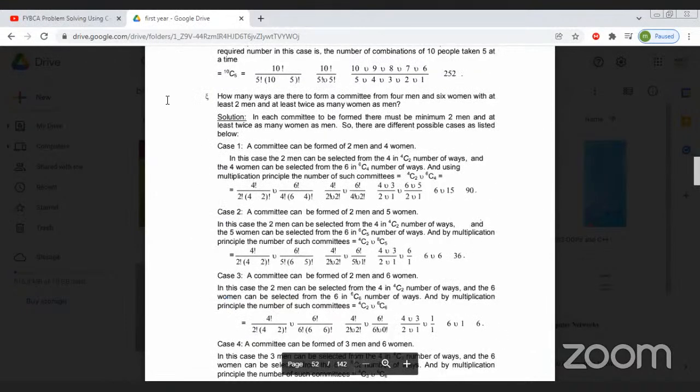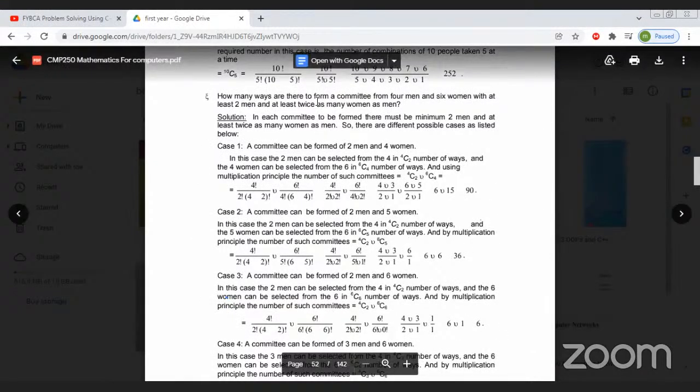Now let's take another one. How many ways are there to form a committee? Now in total they have given us a group. So how many men do I have? Those are 4 men and 6 women. And the committee should be of what? The first case is what? At least there should be 2 men and at least twice as many women as men.